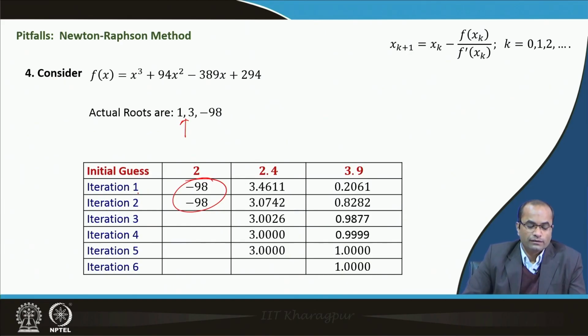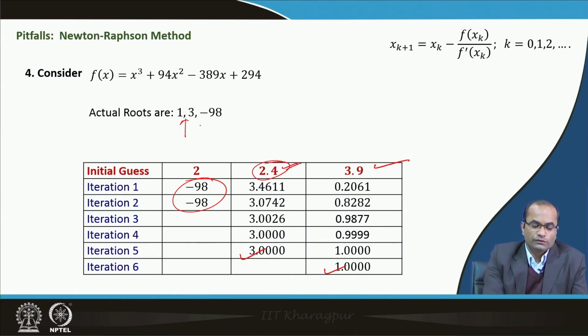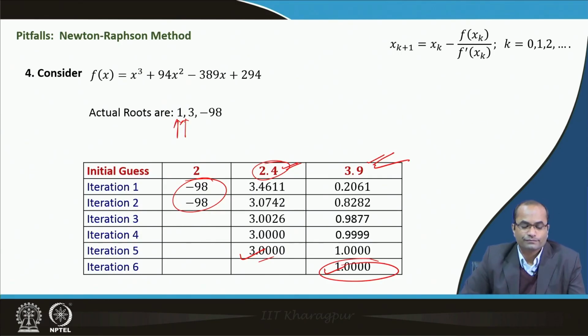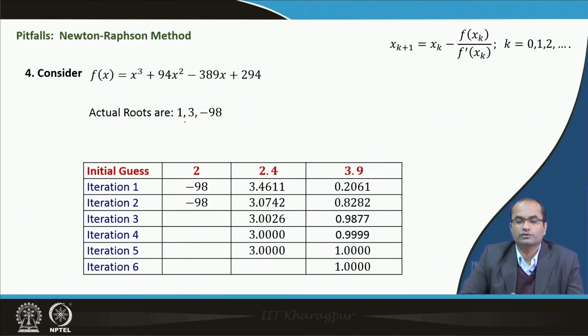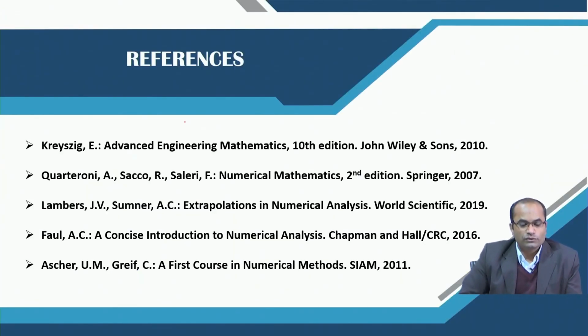But if we change here, for example to 2.4, it is converging to 3, and if we take 3.9, it is converging to 1. So, again a strange behavior: by taking 2.4, which was close to 3, we are getting 3, but 3.9 is taking us to 1. Sometimes one cannot predict which root the initial guess will actually converge to. So, these examples demonstrate the pitfalls of the Newton-Raphson method. These are the references we have used for preparing this lecture.